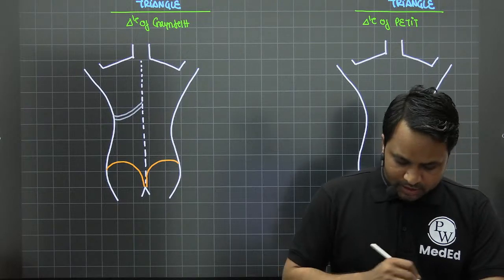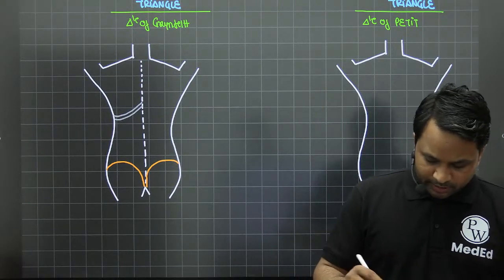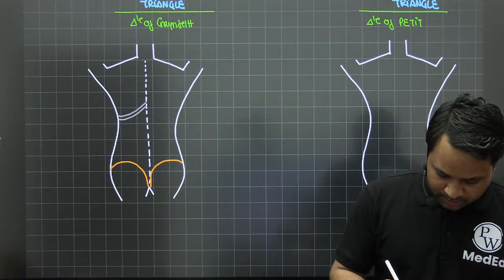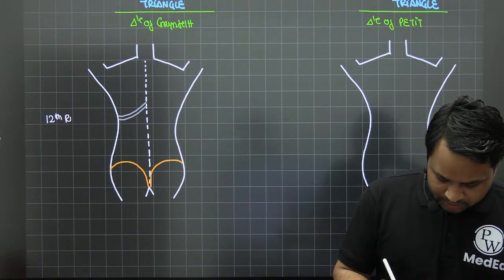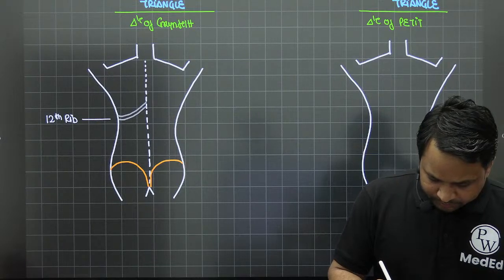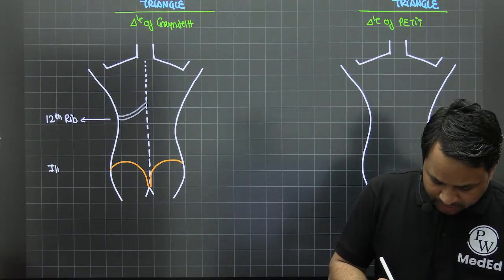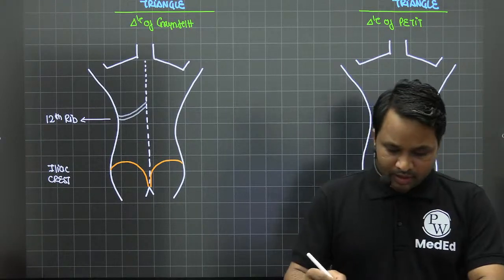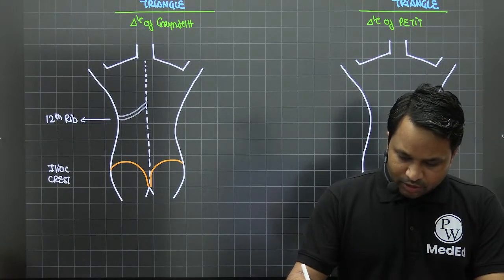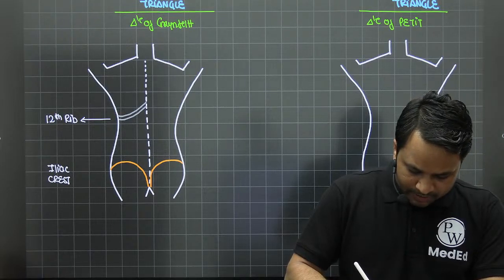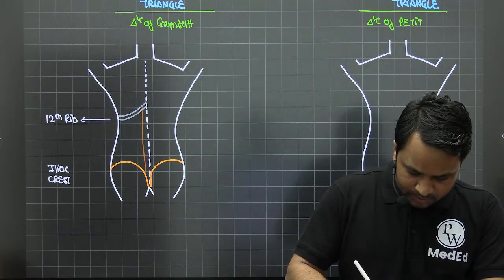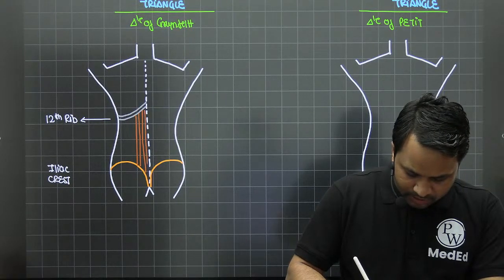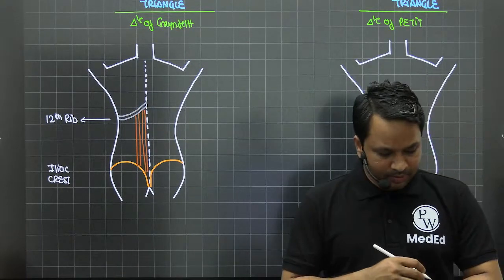So this is the 12th rib, right? Before we move on to further details, I'll just mark it down. This is the 12th rib that we have marked, and this inferior one is your iliac crest. Now, on the medial aspect, you have the muscles which are called the paraspinal muscles. So the muscles depicted here are your set of paraspinal muscles, right?